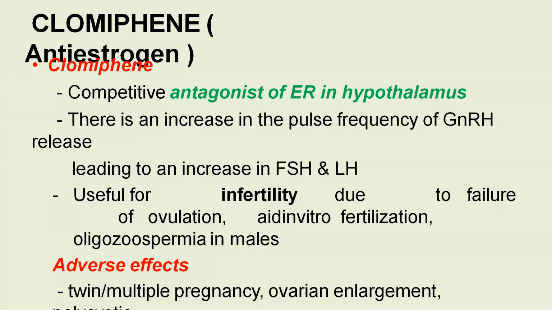So where can it be useful? It is used for infertility due to failure of ovulation. It can aid in vitro fertilization. Then it can be used for oligozoospermia in males. Then coming to the adverse effects. It causes twin pregnancy or multiple pregnancy, ovarian enlargement, polycystic ovaries, hot flushes, weight gain, reversible alopecia, and vertigo.